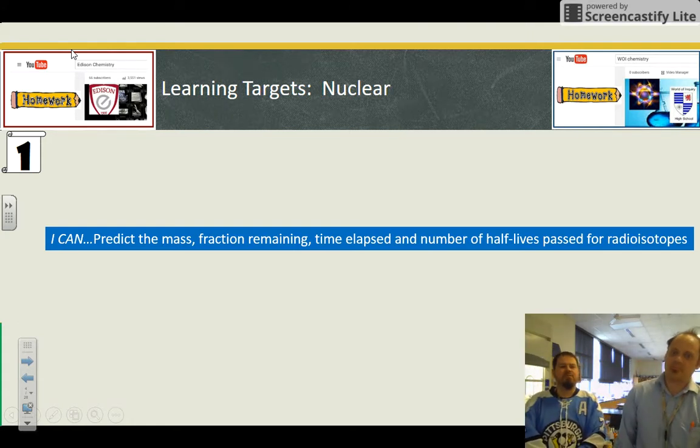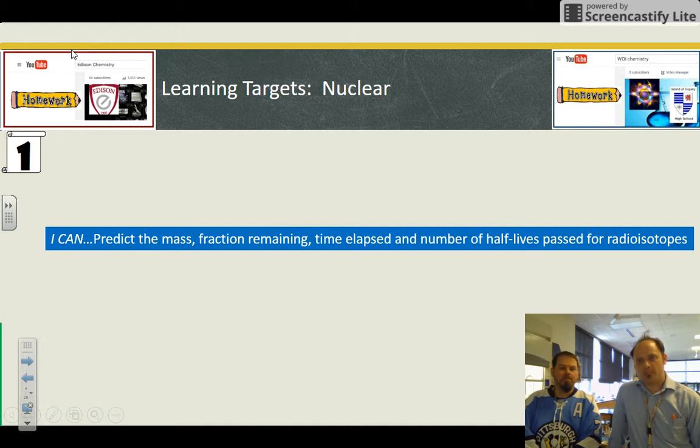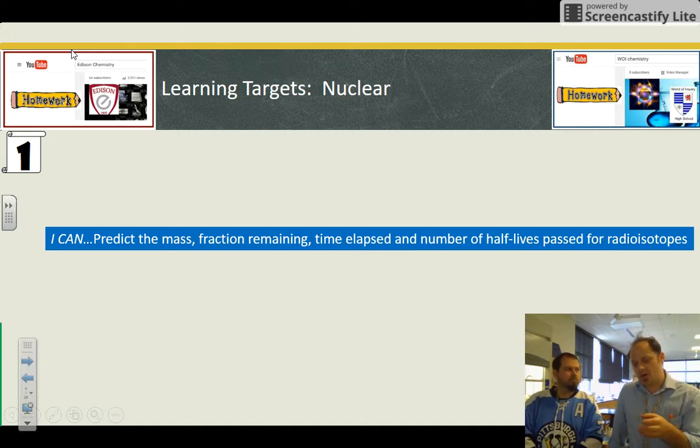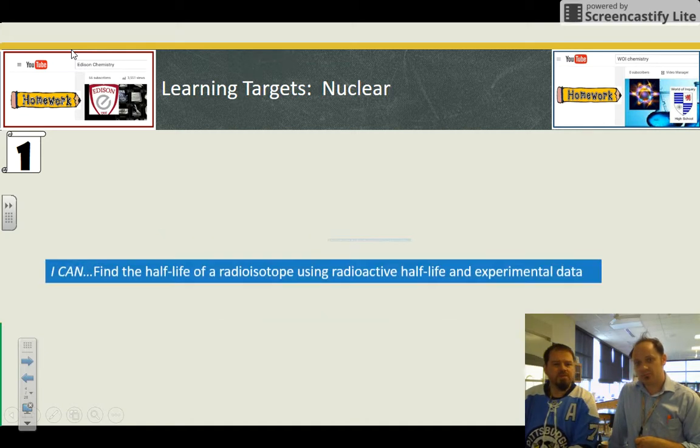Predict the mass and fraction remaining, time elapsed, and number of half-lives passed for radioisotopes. We're going to teach you the chart method for figuring it out. Once you've got one little piece, you can fill out all the rest of the chart. There are 2 methods. The graph method, which you may have done in your Living Earth Science classes, and we'll show you some pictures of these graphs. But the chart method that Milks and I have developed is fail-safe. It will tell you all these things every single time. And the chart method is in the lab. I've got to print that out.